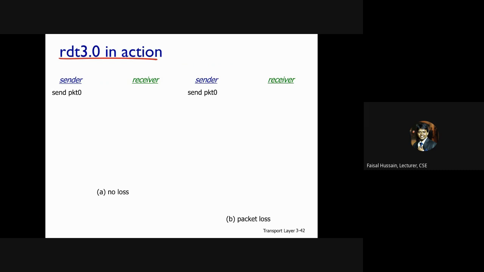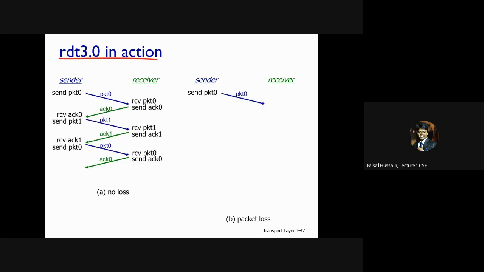Let's see RDT 3 in action. In the first case, we have packet 0 received normally, so we are observing where no loss happened. It receives packet 0 and acknowledges with ACK 0, which is received by the sender. After that, packet 1 is sent out. Again, packet 1 is received, then ACK 1 is sent out, and the same happens for packet 0 again. So that is no loss.